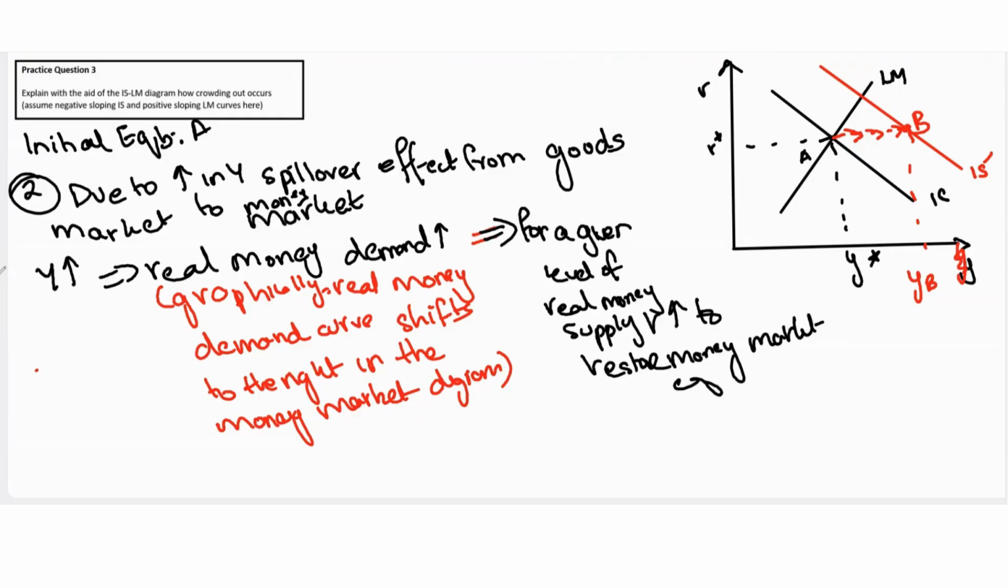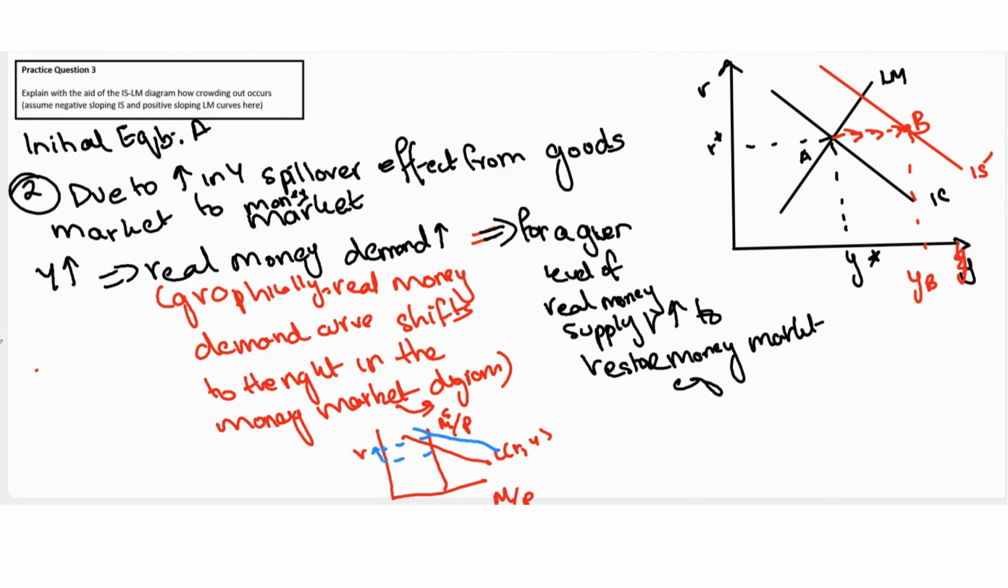If I quickly show the graph here, our money market diagram, this is our real money supply. This is our real money demand, L(R, Y). This is R here, and this is M/P here, real money balances. So over here, we know the real money demand curve shifts to the right. When real money demand increases, the curve shifts to the right, and given the level of real money supply, that results in an increase in R to restore money market equilibrium. So that's the second step.